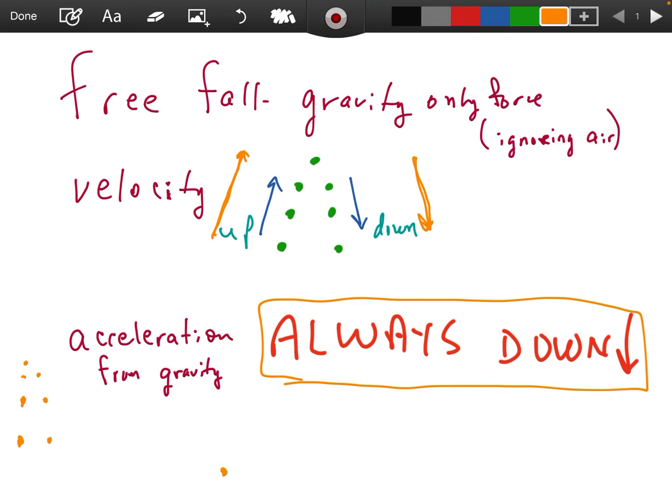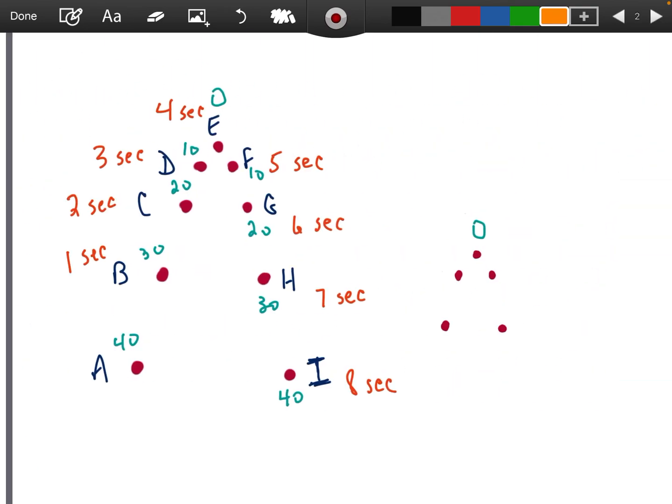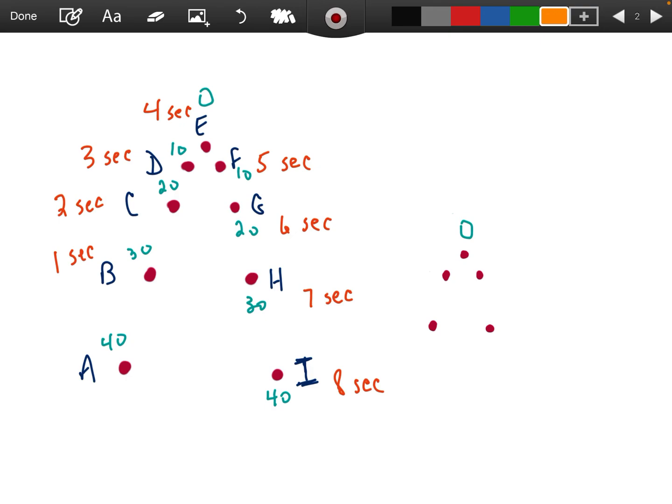So if it's moving upward, this is what our little dot diagrams would look like. If it's moving downward, this is what our little dot diagrams would look like. If it's moving down, then the velocity is down. If it's moving upward, the velocity is up. But acceleration is always down. Always.